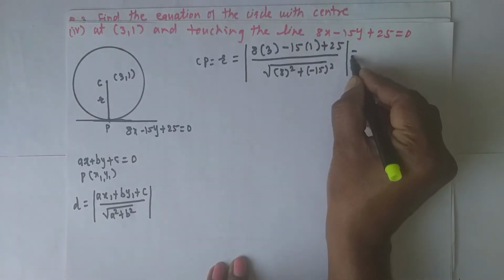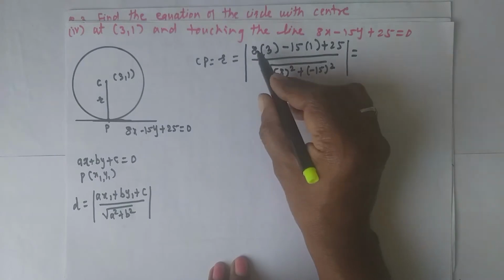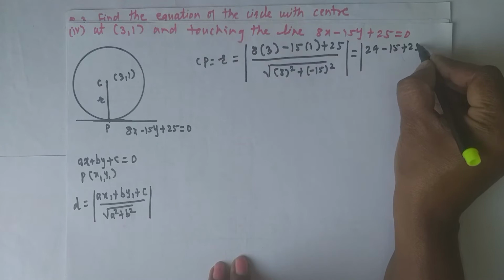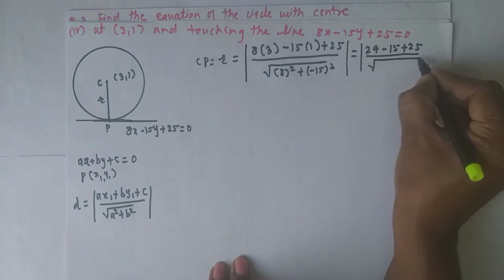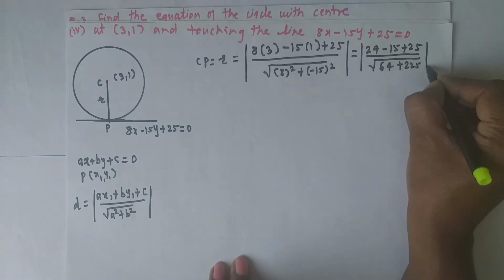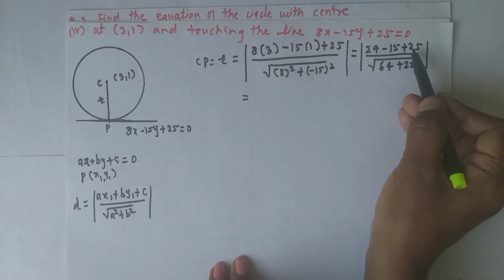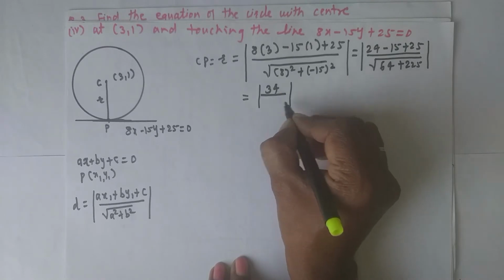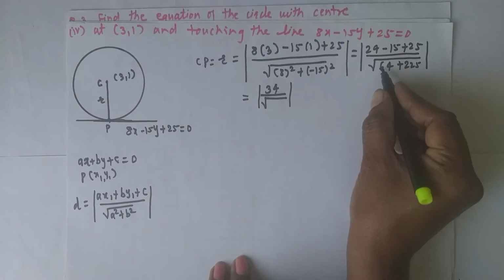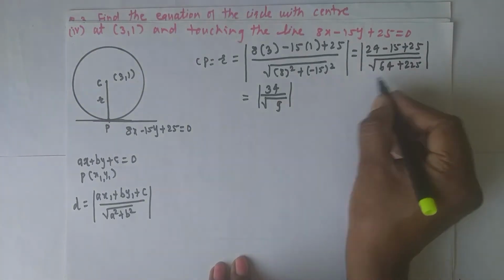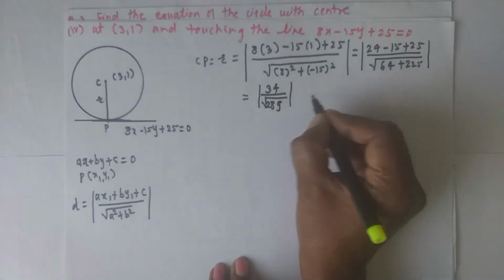Now simplify this. After simplification I will get here 8 into 3, 24, minus 15 plus 25, divided by under root 8 square, 64, plus 15 square, that is 225. Now this minus 15 plus 25 means plus 10, plus 10 plus 24 means 34, divided by the square root. Take the addition of 64 and 225, that will be 289.